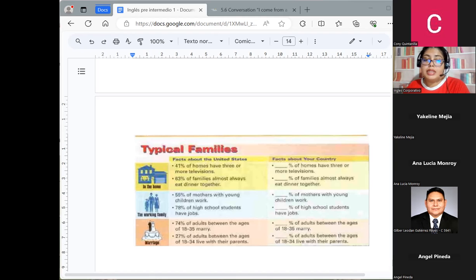Next one, the working family. 55% of the mothers with young children work. 78% of high school students have jobs.